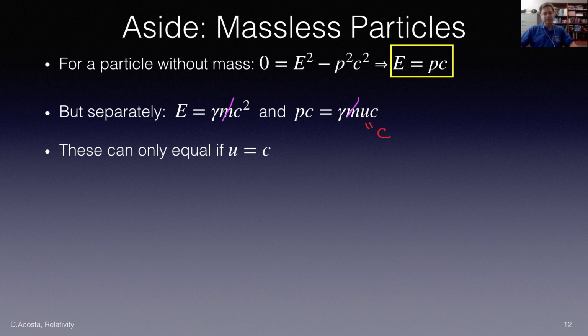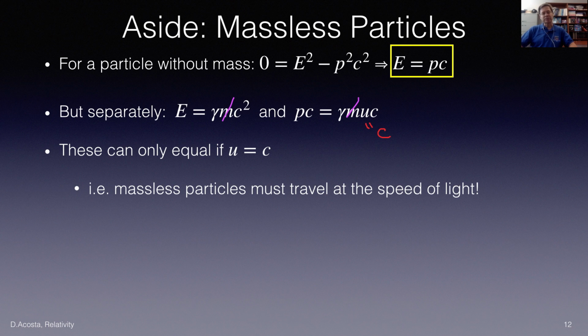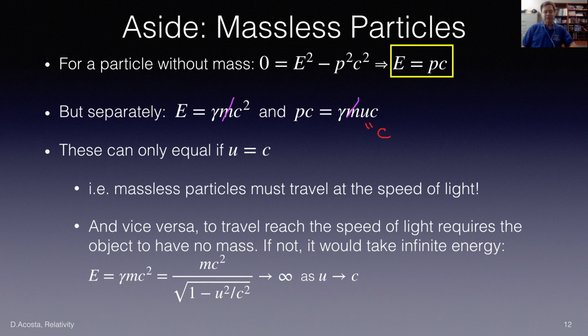So what can I conclude from this? What I can conclude is that massless particles must travel at the speed of light. Interesting. If you have no mass, you must be moving at the speed of light. Or vice versa. If an object is to travel at the speed of light, it requires that object to have no mass. If it had a finite mass, it would take infinite energy to reach that speed.